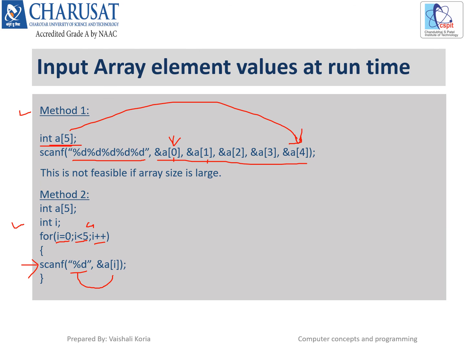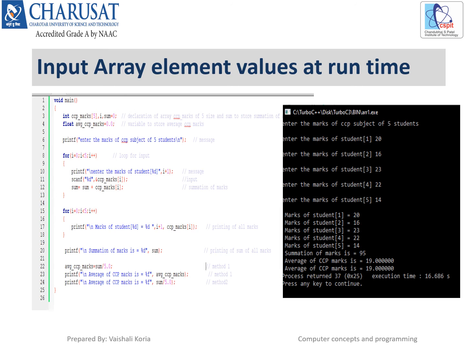Now we'll see the entire program that we had discussed, to find out the average of the CCP marks of 5 students. Here the array has been declared, a sum variable where the summation will be stored, and average CCP marks in which the average will be stored, and it is taken as float data type. Now we will print the message.